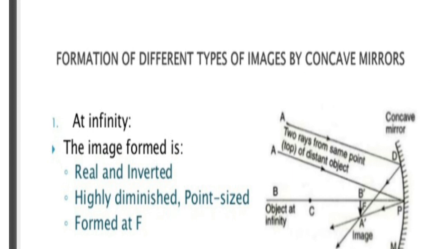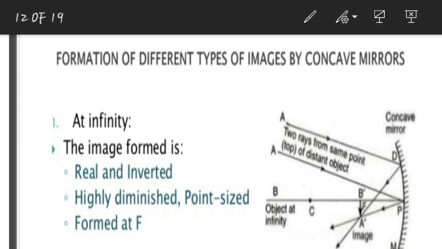If we keep an object at infinity, the image formed will be real and inverted, highly diminished. It will be of point size, formed at focus. So these are the two lines which you can see. These are the parallel lines. The image formed will be at focus. So here we can draw the same.